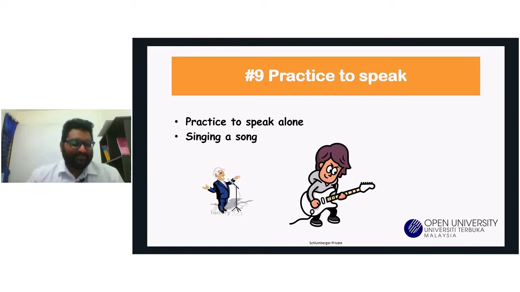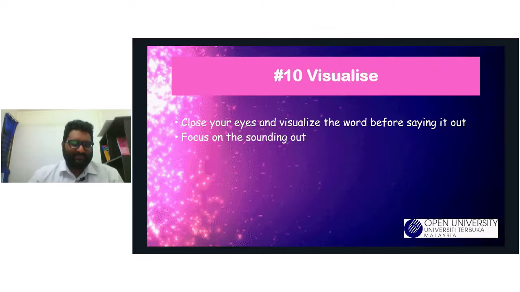And the last one, tip number 10. Visualize. Visualization is a strong method for learning, and it can work with pronunciation too, believe me. Close your eyes, visualize yourself saying the word you want to say. Focus on sounding it out. Think about how your tongue, lips, and mouth should be positioned. It is a simple technique you can practice, and I'm sure you can see the difference when you speak.